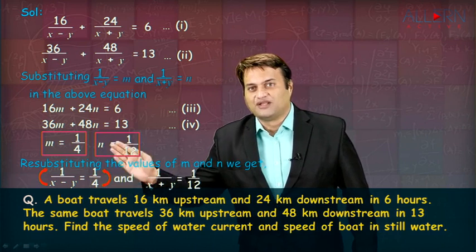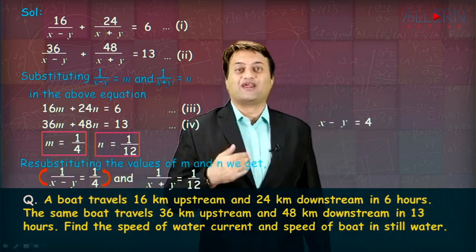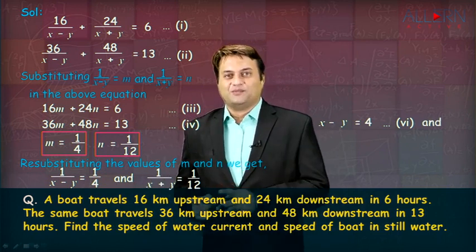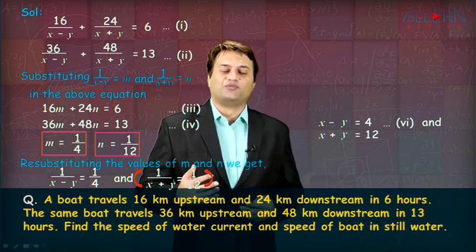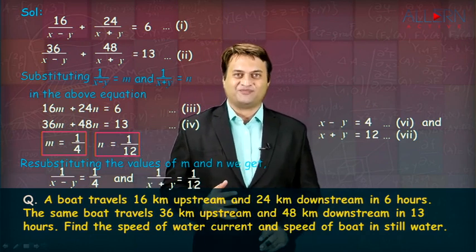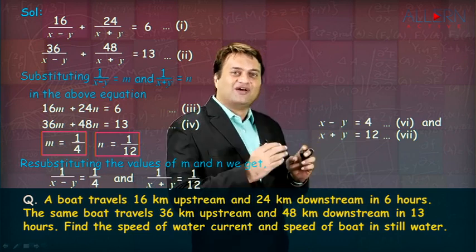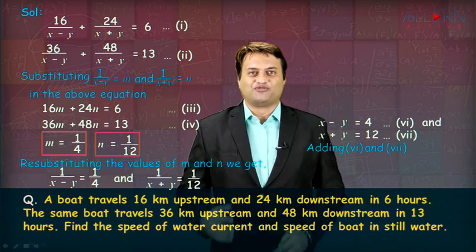1 upon x minus y is equal to 1 upon 4. So x minus y is equal to 4. We are getting one more equation. Let this be equation number 6. Similarly, 1 upon x plus y is equal to 1 upon 12. Take the reciprocal, we get x plus y is equal to 12. Let this be equation number 7. Luckily for us, we are getting two simple equations now. Let's add the two equations and get the values of x and y.